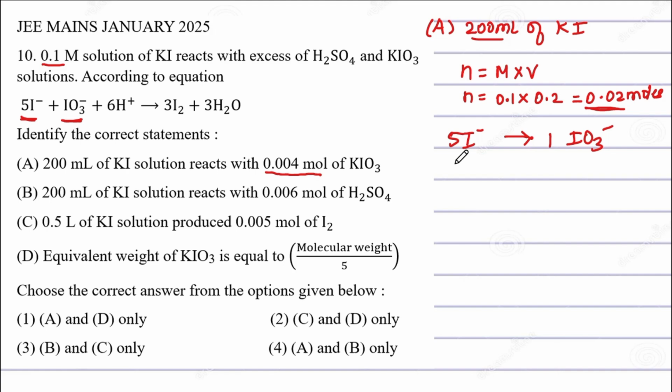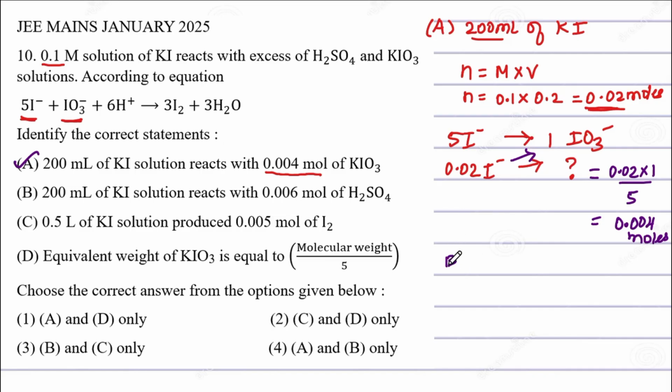Therefore, in the question it is given 0.02. So 200 mL of KI is 0.02 moles of I minus. It reacts with how many moles of IO3 minus? The answer should be 0.004. If the answer is the same, then option A is correct. So just do the cross multiplication. When you do the cross multiplication, you will get 0.02 into 1 divided by 5. So the correct answer for this, if you solve it, you will get 0.004 moles. So it is the same answer. So option A is correct. So statement A is correct.